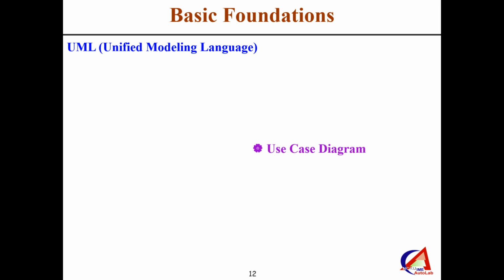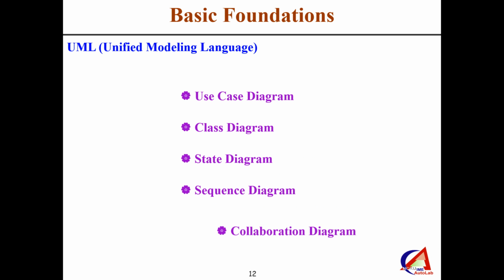Then UML. I think you already know what UML is. If you would like to use UML to design a system, you need to draw a use case diagram, then a class diagram, state diagram, sequence diagram, and collaboration diagram. I think you should have already done all of them, right? 没错吧? Okay.